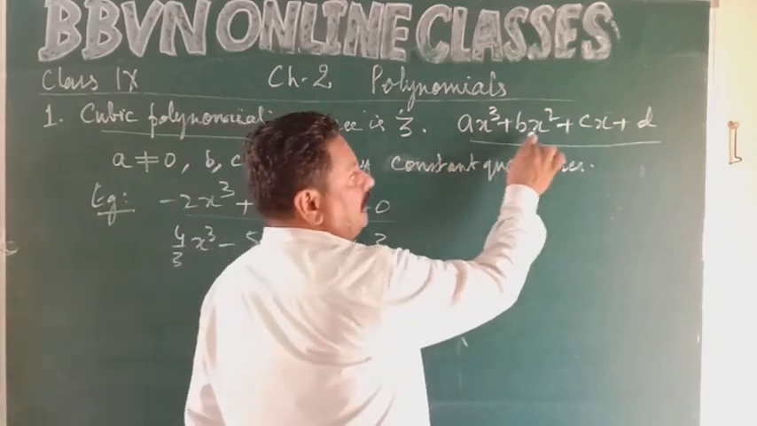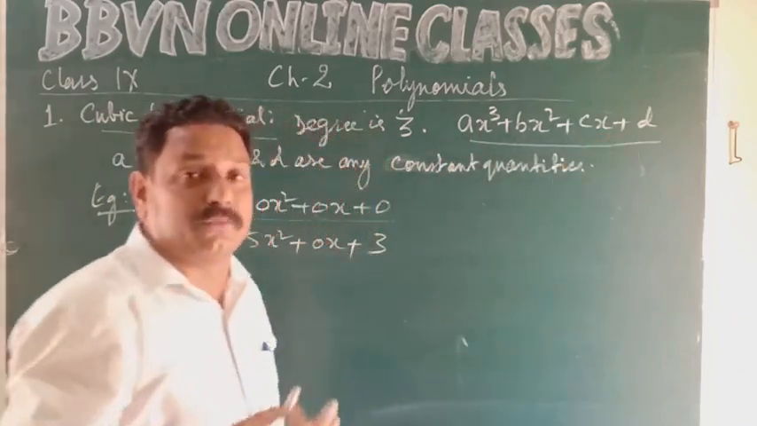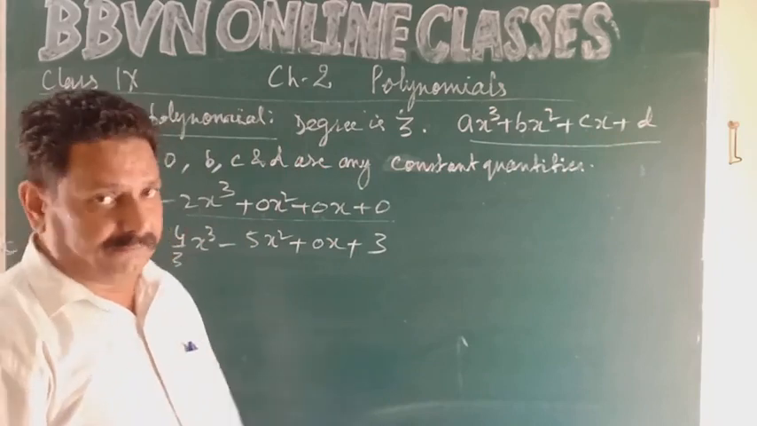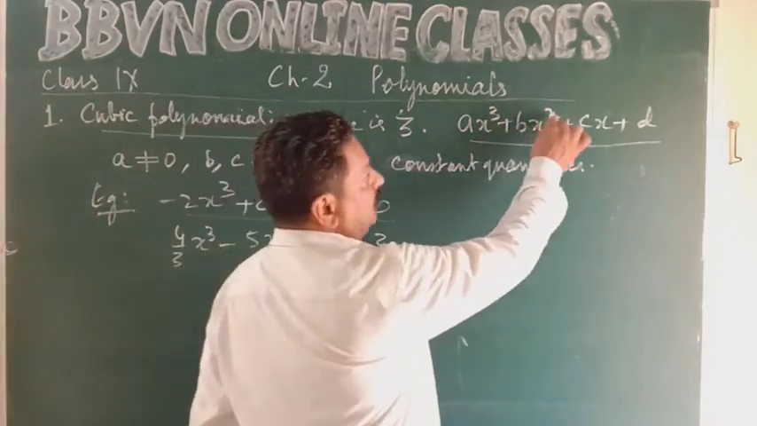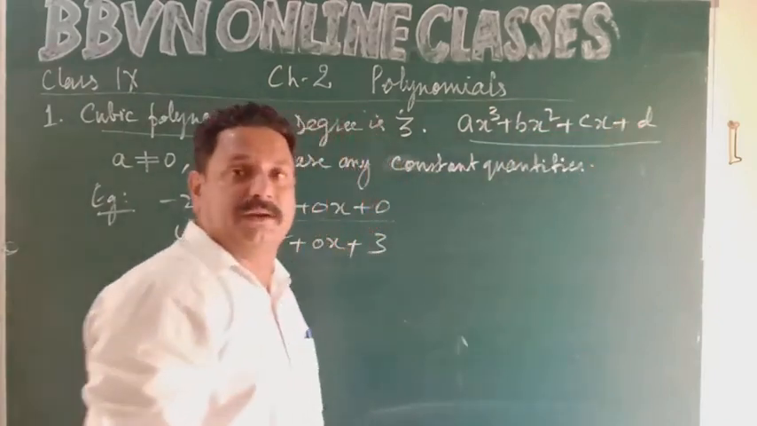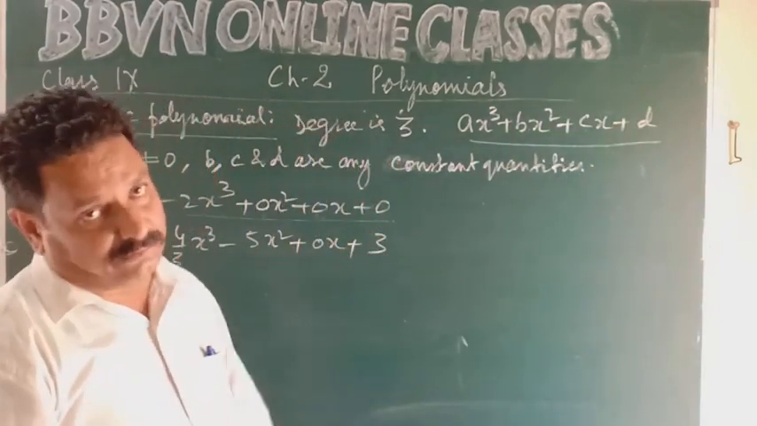And A, B, C and D, these are the coefficients of the variables with different powers. See, this is 3, 2, 1 and 0. These are the whole numbers, right? So this is the general form of a cubic polynomial.